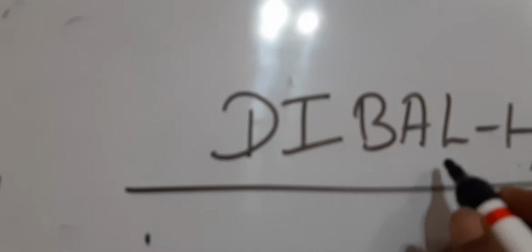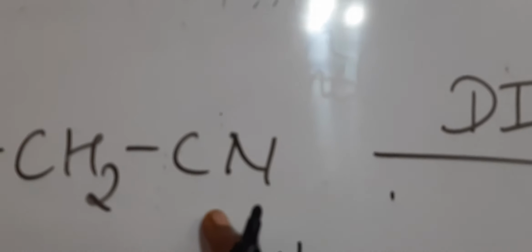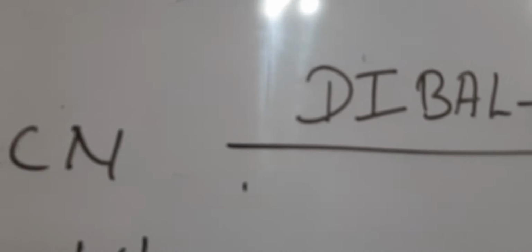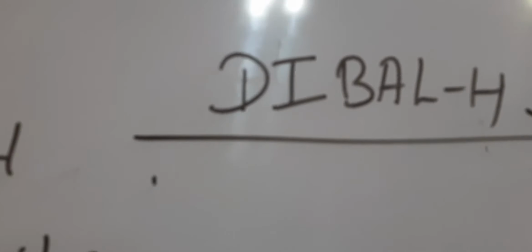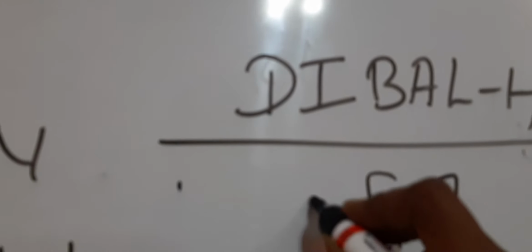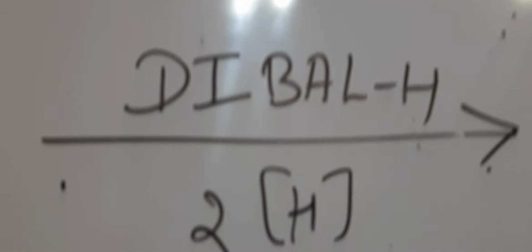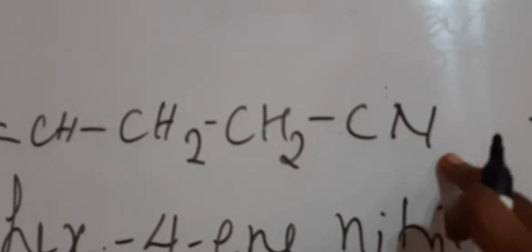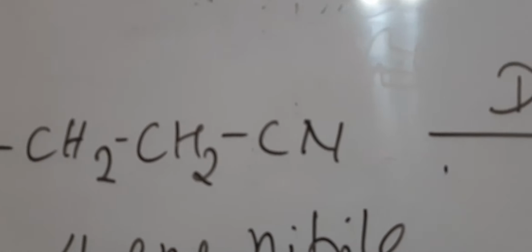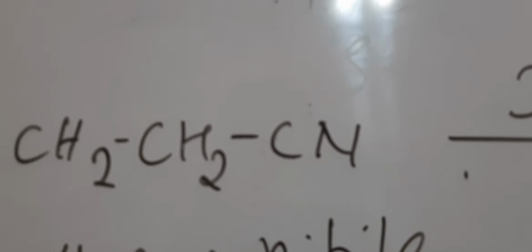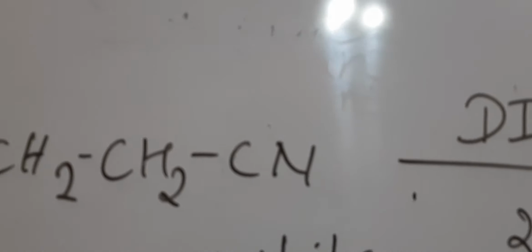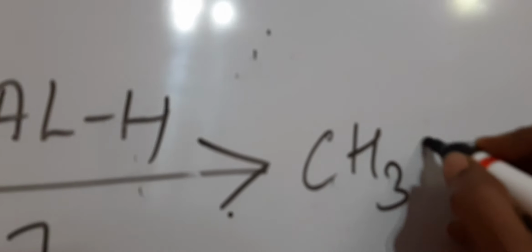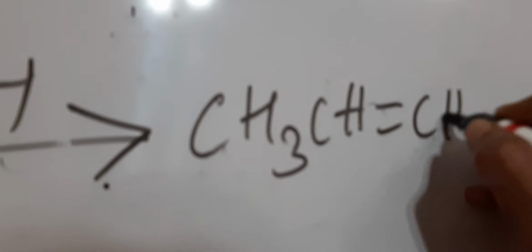Diisobutyl aluminium hydride. This reagent is used for the selective reduction, so that the cyanide will be converted into an aldehyde. We are doing the reduction process in the presence of diisobutyl aluminium hydride. As usual, the cyanide will first be converted to imine, and then it is followed by hydrolysis. You get the aldehyde. So first the imine, CH3 CH double bond NH.